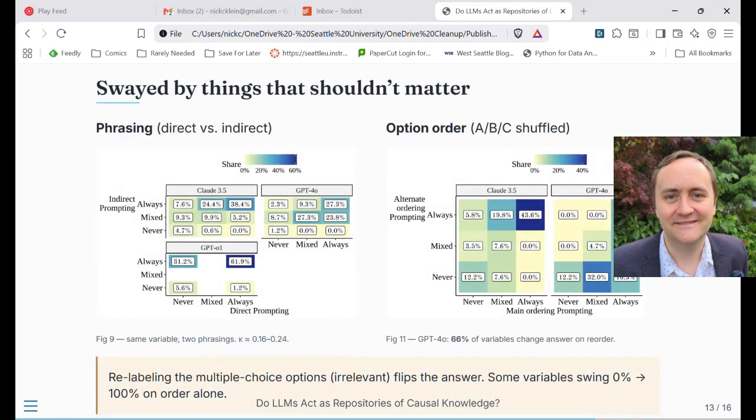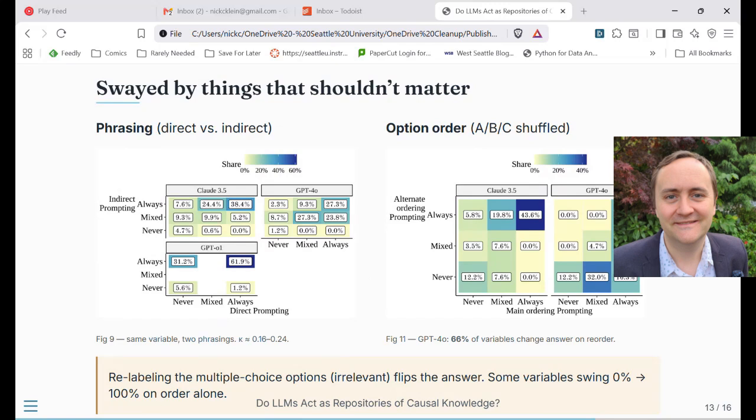Now, this is the slide that I think is probably going to be improved the most with newer models. But basically, we changed unimportant things about the way we prompted things. So like phrasing, direct versus indirect prompting, was very inconsistent in whether a given variable would be classified as a confounder or not, simply based on how we asked the question, even though the two different prompts logically have the exact same content. Even more concerning is the option order.